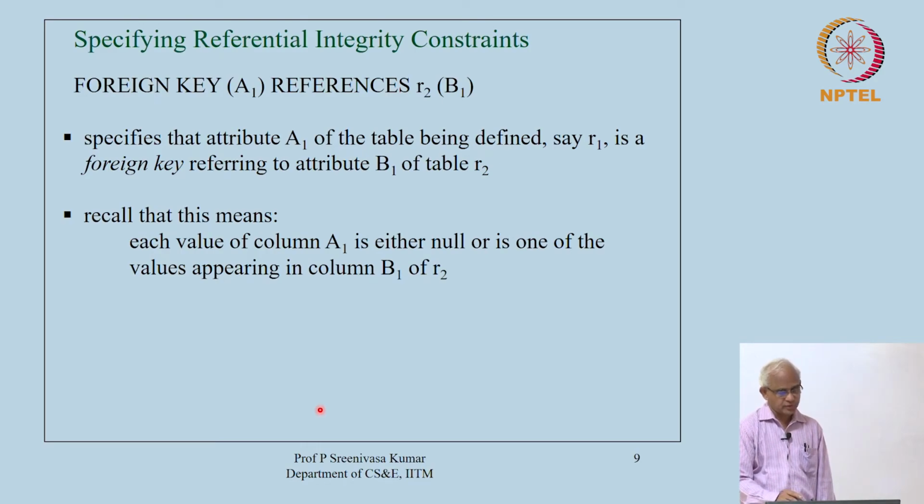And then here is how you specify referential integrity constraints. So, the keyword here is foreign key and then you specify the attribute or attributes that constitute the foreign key, and the keyword references and the relation that we refer to, and what is the specific attribute in that relation that we refer to. Okay. So, this phrase specifies that attribute A1 of the table that is being defined, let us say R1, is a foreign key, and it refers to attribute B1 of the table R2.